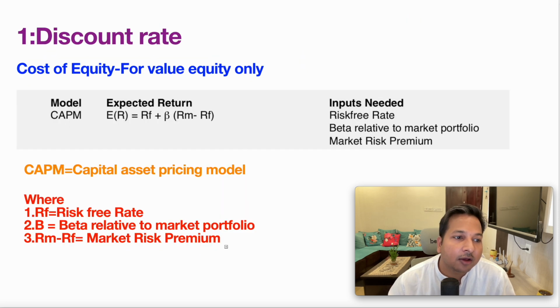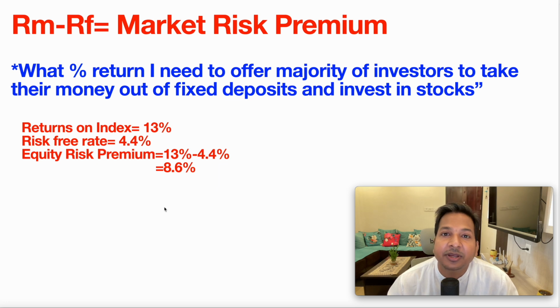Now we got beta and the risk-free rate. The third thing is the market risk premium. What is this? Market risk premium tells you that if someone has all his money in a fixed deposit, what extra percentage you have to offer him so that he is convinced to put that money in your stock. That is the extra alpha he needs so that he will decide to take his money from the FD and put it in the stock. That is the extra equity risk premium.